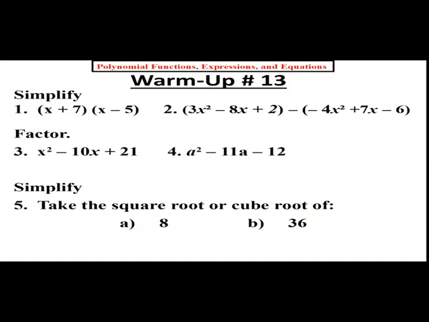Number 3 reads x² - 10x + 21. And number 4, a² - 11a - 12. And number 5 has 2 parts, a and b, and it says take the square root or cube root. For a, they give us the number 8, and for b, they give us the number 36. I'll give you some time to copy that and finish up. So continue going. I'll give you a little bit more time.